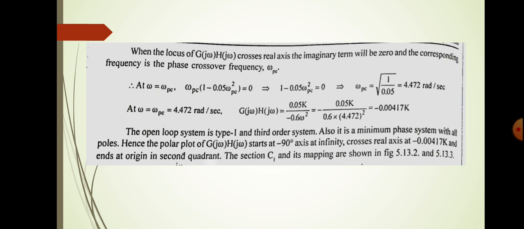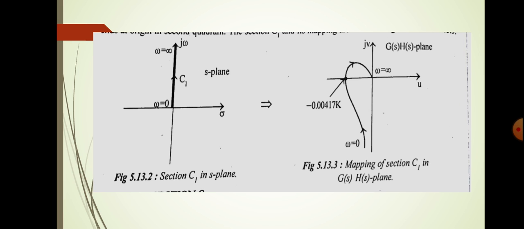So you should remember that this is the case of an open loop system, which is a type 1 and third order system, and in that case G(jω)H(jω) will look like this. See, when ω varies from 0 to infinity, the curve will look like this. This is an important point: it crosses the real axis at minus 0.00417 K, and this curve is obtained by substituting different values of ω in the G(jω)H(jω) equation.